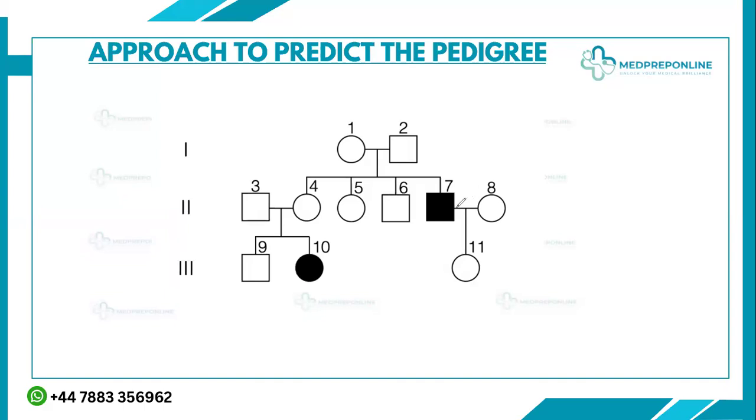And then the next approach in the recessive is to see whether males and females both are affected or only males are affected. So clearly you can see over here that females are affected. Always for female we use a circle, and for males we use a square. So females and males both are affected, which means this is autosomal recessive inheritance. So it's very easy to interpret.